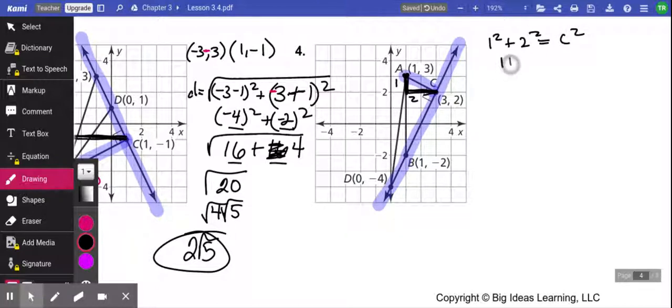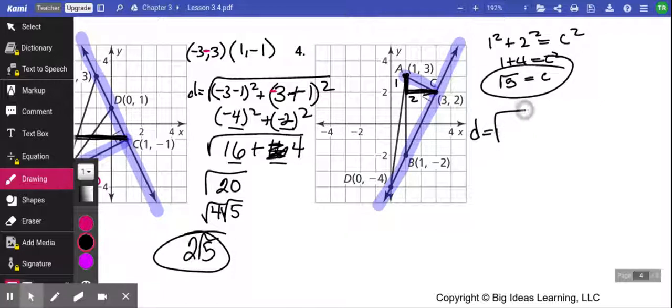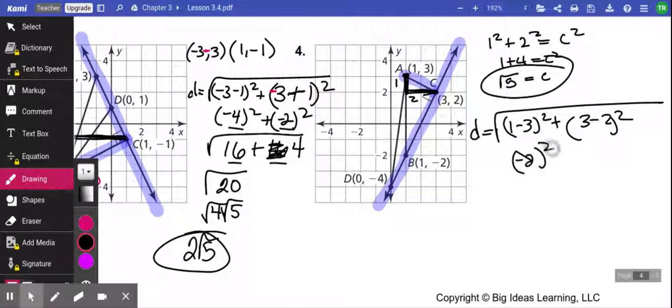So I have 1 plus 4 equals c squared. So c equals the square root of 5. If I don't like that, I can do the distance formula. Distance equals the square root. I'm going to subtract the x's. 1 minus 3 squared plus 3 minus 2 squared. So here I have -2 squared plus 1 squared. So this is going to be 4 and 1. This is still the square root of 5, either way.